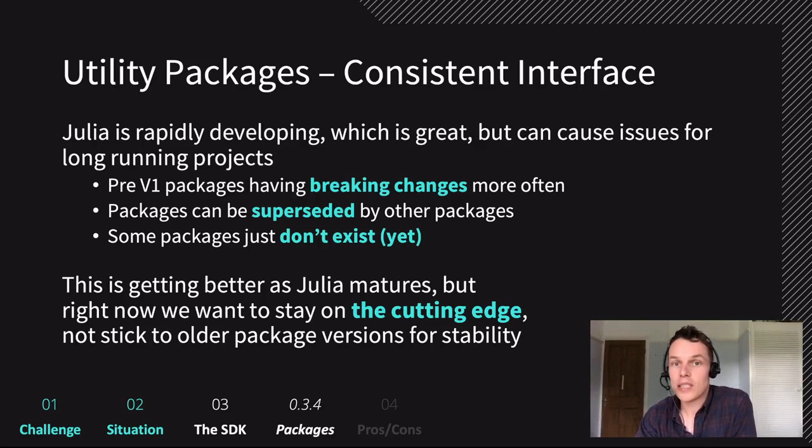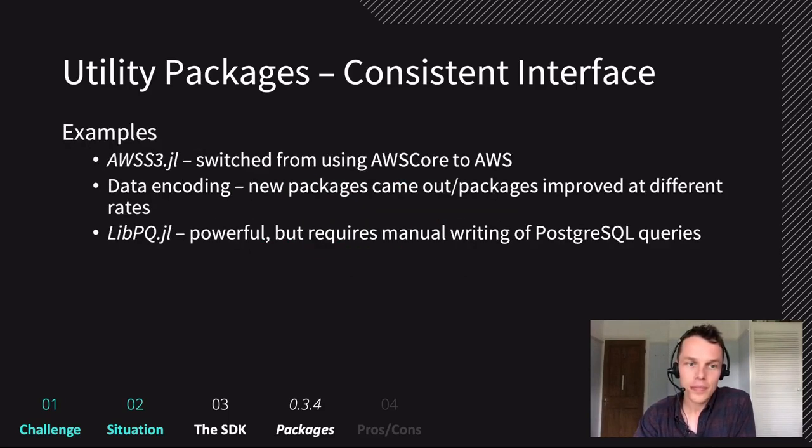Packages can also be superseded by other packages, either they stop being developed or new ones just come on the scene. And some packages just don't exist yet. These problems are all reducing as Julia matures, but right now we want to stay on the cutting edge. We don't want to just stick to older package versions for stability at the expense of performance and features. A couple of examples of these problems from the past year or so.